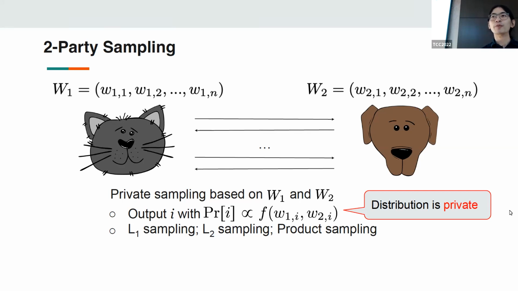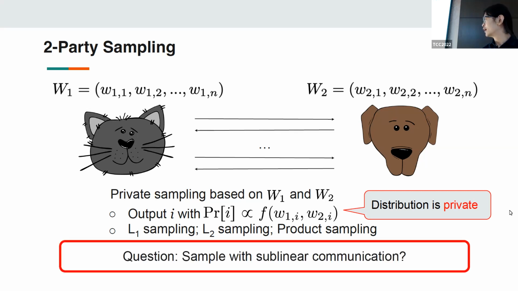Well, a simple answer would be the following. We let one of the parties homomorphically encrypt his vector and send it over to the other, then we can homomorphically sample from it. This is good, it's easy, and it works well. However, it requires linear communication. So that really raises a question which we ask in our paper: can we do this with sublinear communication?